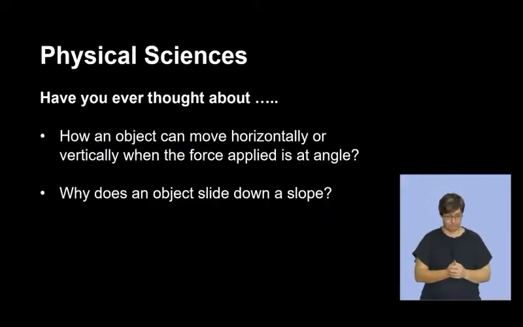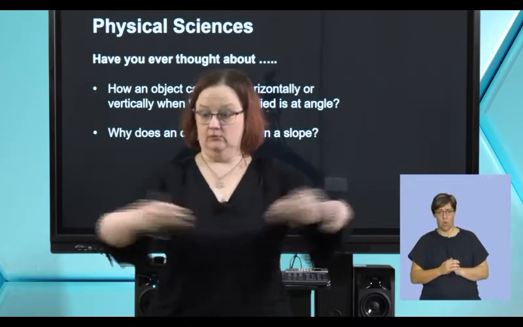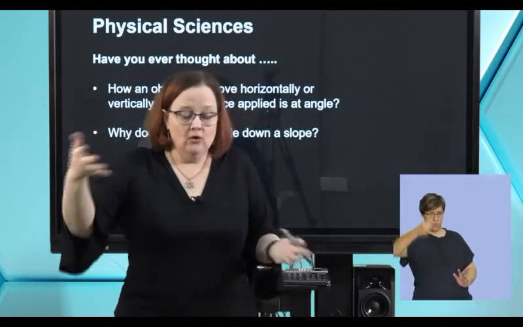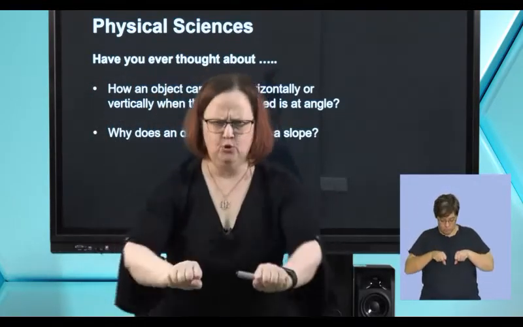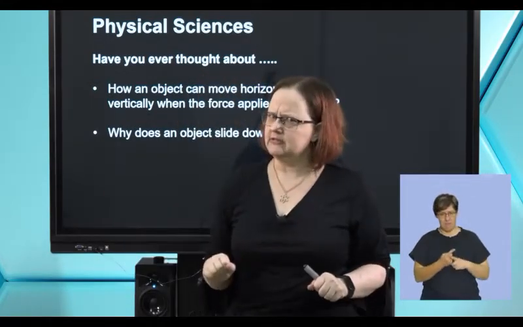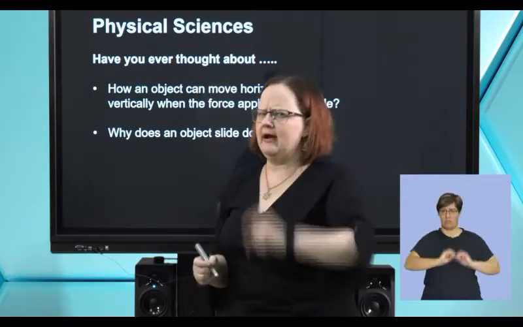So, this is our question. How can an object move horizontally or vertically when the force we're applying to it is at an angle? We don't always just push and pull horizontally. Sometimes we pull things at an angle, or, like a lawnmower, we push at an angle. But the object still moves horizontally, or sometimes vertically. So we've got to look at how that happens.